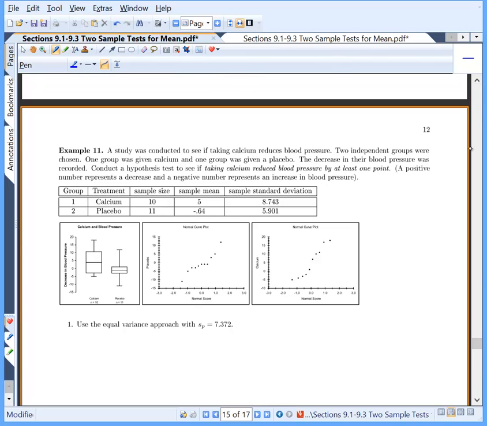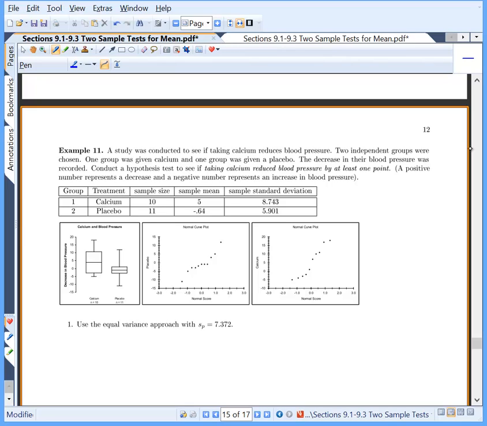Okay, this is example 11. And we're going to do something different this time. So a study was conducted to see if taking calcium reduces blood pressure. 2 independent groups were chosen. One group was given calcium and one group was given a placebo. The decrease in their blood pressure was recorded. Conduct a hypothesis test to see if taking calcium reduced blood pressure by at least 1 point.